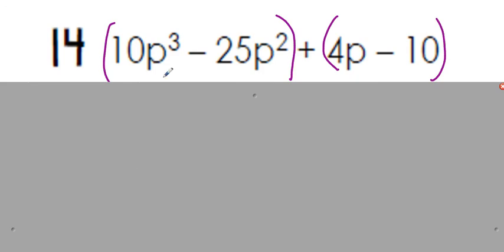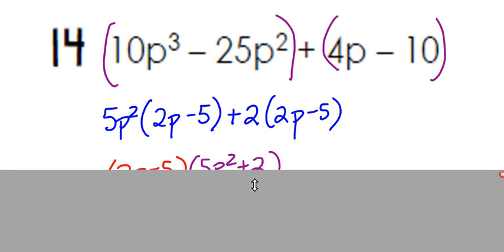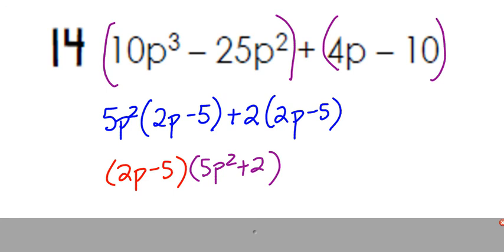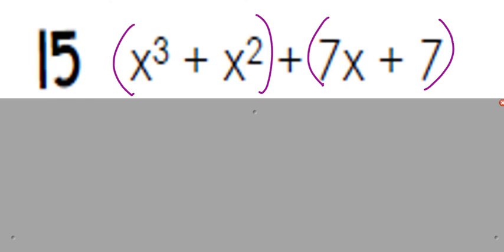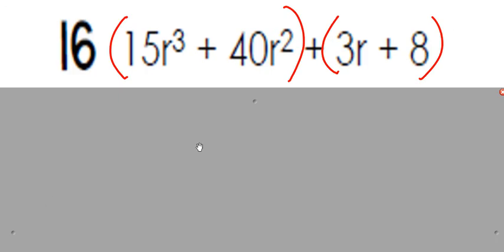Okay, 14, group. Find the greatest common factor for both binomials, and factor out the greatest common factor, the greatest common binomial. Try 15. And 16.